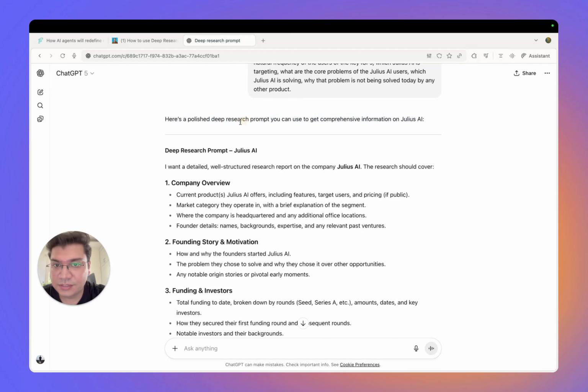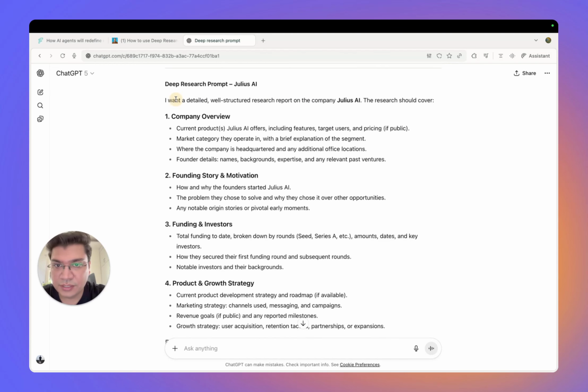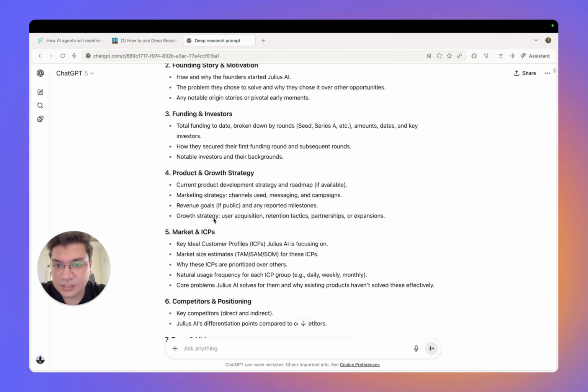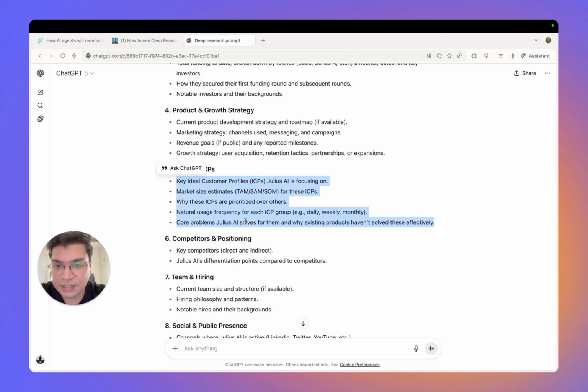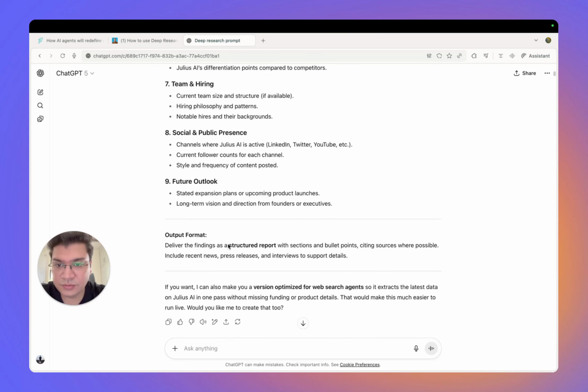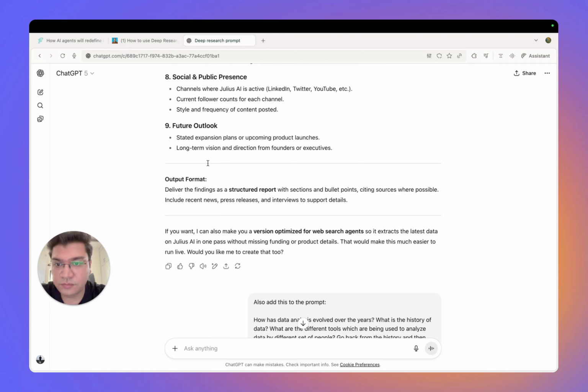ChatGPT has written a deep research prompt for me, where it says that I want a detailed, well-structured research report on the company Julius AI. The research should cover company overview, founding story, funding and investors, product and growth strategy, market and ICPs, key ICPs, TAM, SAM, SOM, competitors and positioning, team and hiring, social and public presence, future outlook, and all those things. The output format will be to deliver the findings as a structured report with sections and bullet points, citing sources wherever possible. Include recent news, press releases, and interviews to support details.